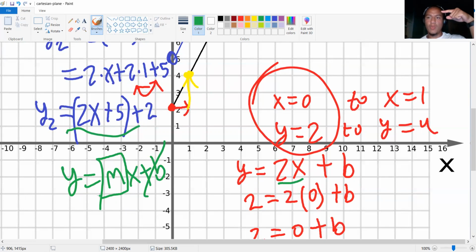So every time you go 1 to the right, you have to go many steps up or many steps down just to get back on the line. That's what slope is. And I've given many ways to describe it.